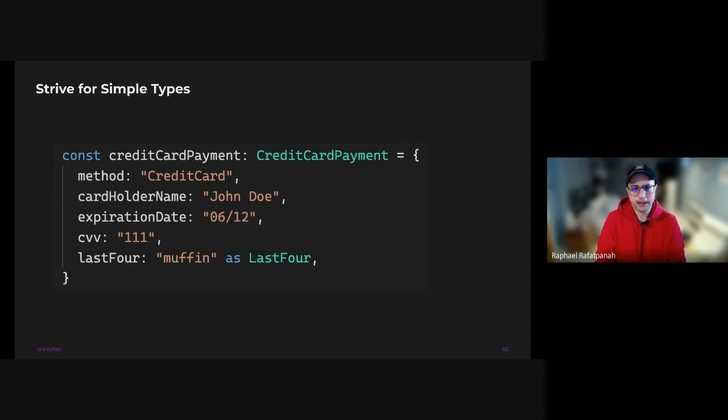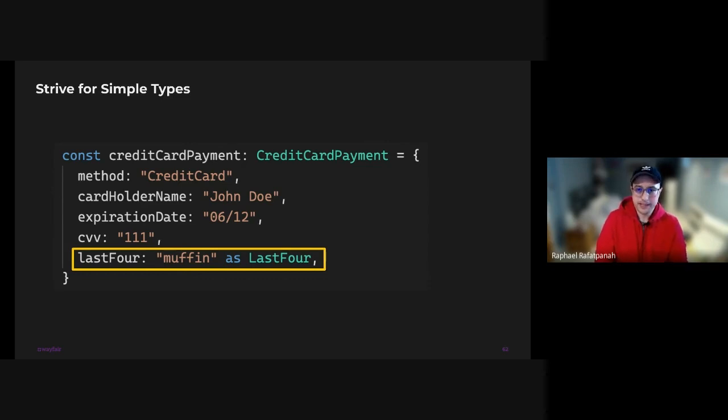And this goes for all languages. For example, we can always interop with JavaScript and lie about the types at the interop layer. And in TypeScript, we can also cast values to be of any type that we want. As we can see here, we're casting the muffin string to last four, which is not in the last four.